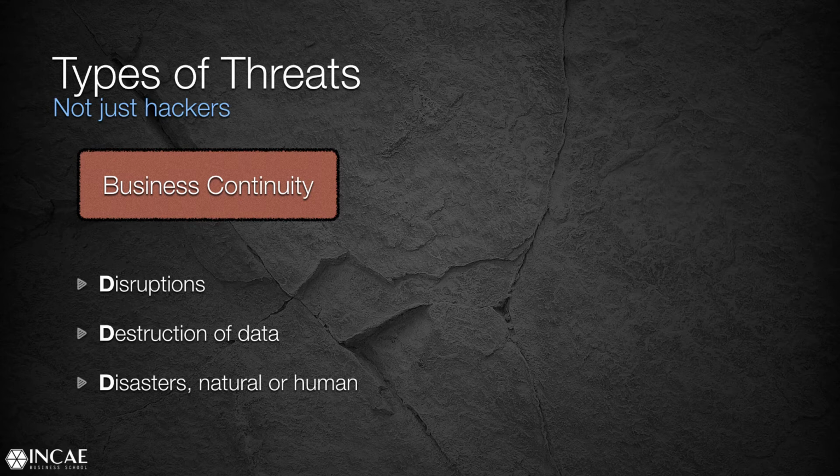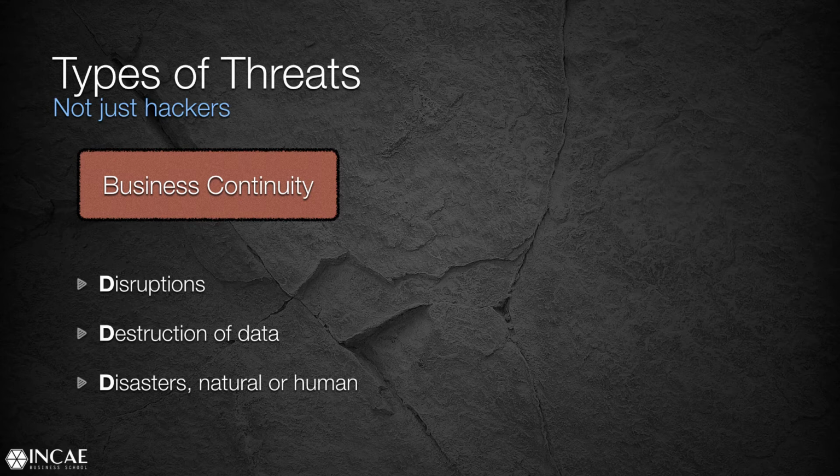What are we talking about here? A disruption is simply a temporary interruption of our services. Something goes down for a brief amount of time, and the service is interrupted or disrupted. The data is still there, it's only that we don't have access to it.